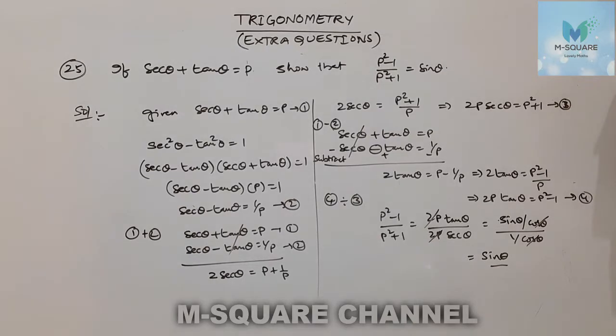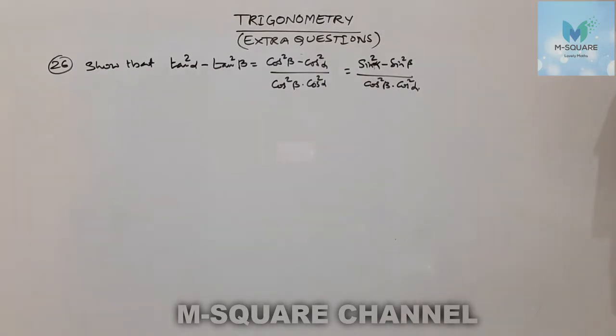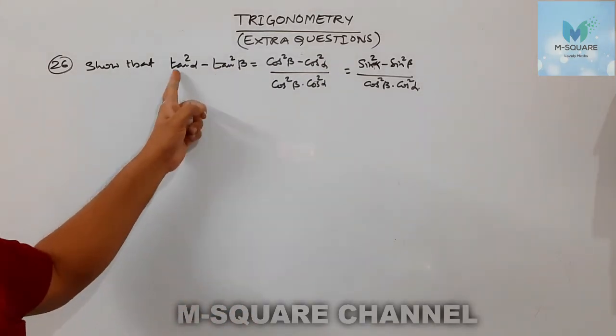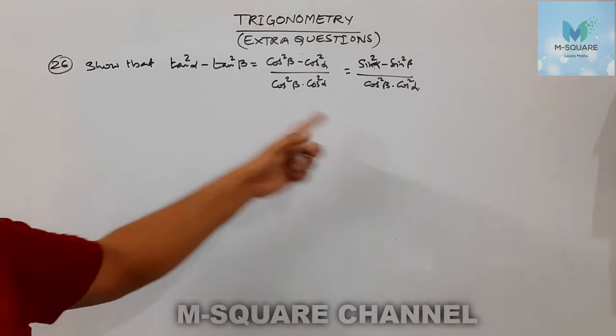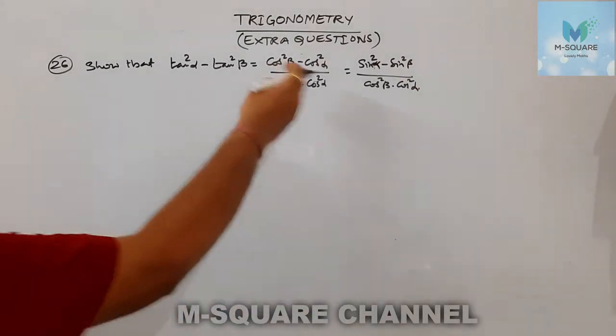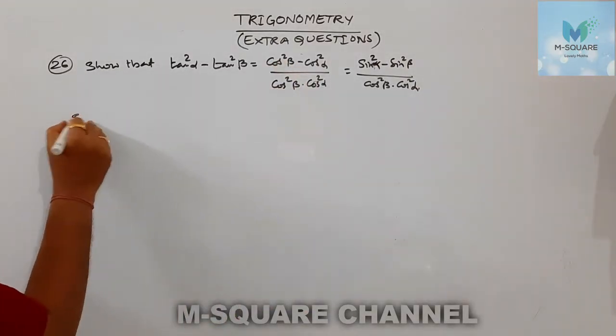This is the 25th question. In this question, show that tan square alpha minus tan square beta equals cos square beta minus cos square alpha by cos square beta cos square alpha, and also equals sin square alpha minus sin square beta by cos square beta into cos square alpha. So simple, we are going to change into sin by cos. After taking the LCM, we get these answers. Please see the solution.